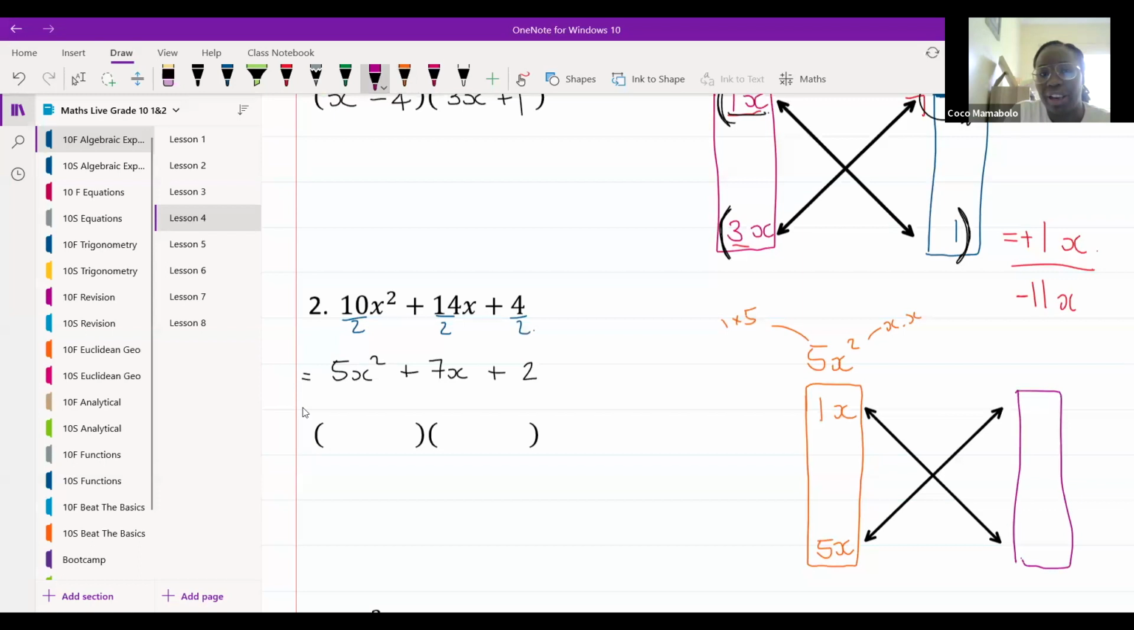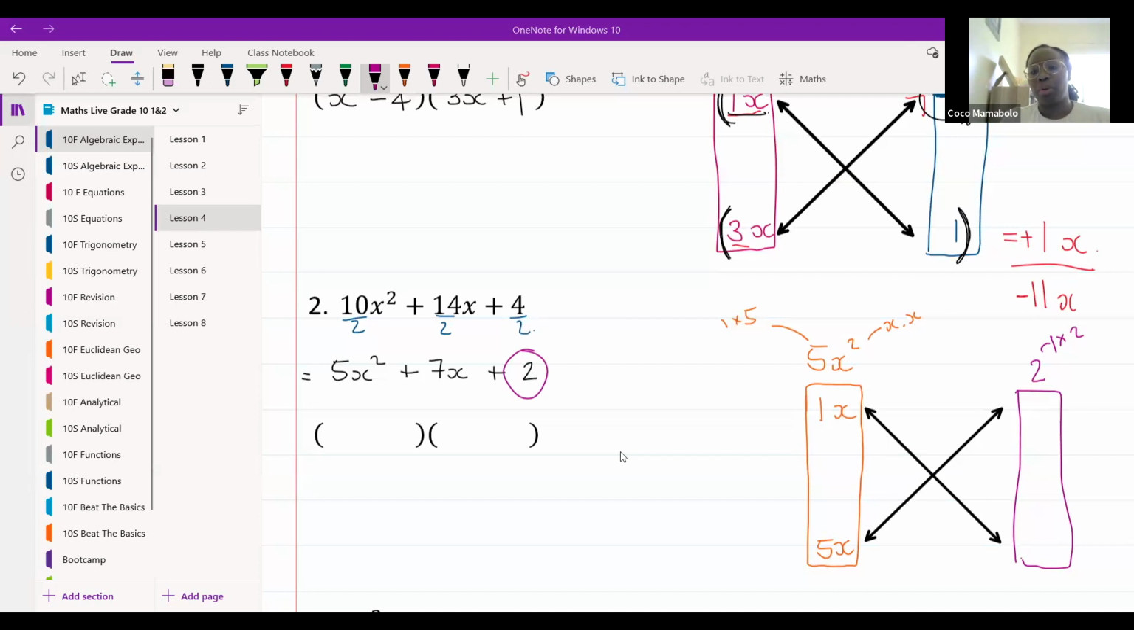I want the factors of 2. What are the factors of 2, guys? I feel like I'm asking an obvious question. What are the factors of 2? 1 times 2. Thank you, Lutando. Absolutely. 1 times 2. Good. Now, remember, guys, we're going to put these in here randomly. We don't know which one is going to go where.